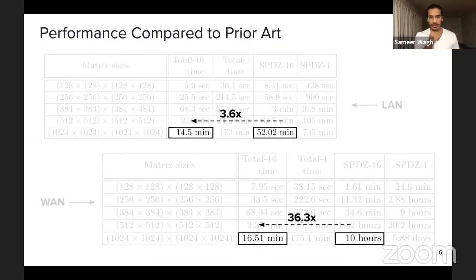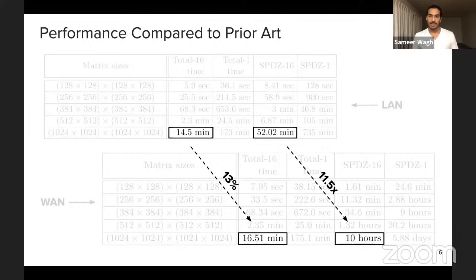The first result here is we are definitely faster than prior work, in particular about 3.6 times faster in the LAN setting, and about 36 times faster in the WAN setting. The second important result is that since it's an asymptotic improvement, if we increase the matrix sizes, these improvements just become more impressive. The next result I want to highlight is the comparison between LAN and WAN. If you look at prior work, the difference between LAN and WAN is 11 times, whereas for us it's only 13%, which is a very small difference.